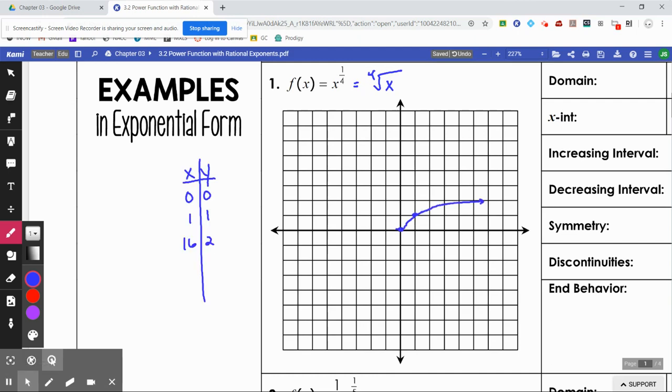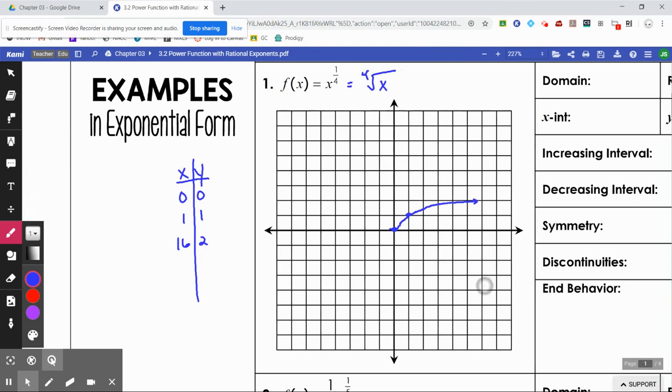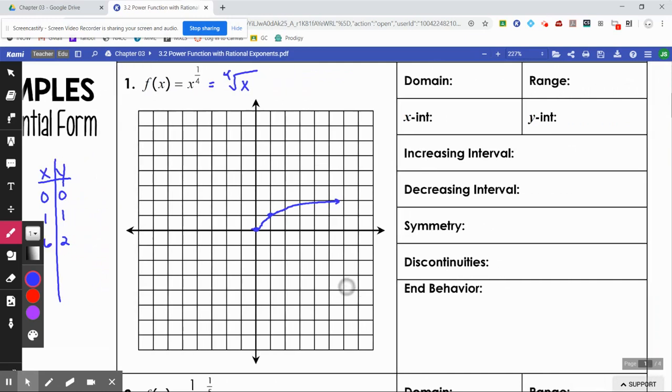I plugged in some points: plugged in 0, got 0, plugged in 1, got 1, plugged in 16. You might be saying, why'd you jump from 1 to 16? I only plugged in values that I know the fourth root of. You can plug in 2, 3, 4, and it's going to give you like 1 point something. But the reason I plugged in these whole values is, again, that's the ones I know the fourth root of, so that's really all you need.